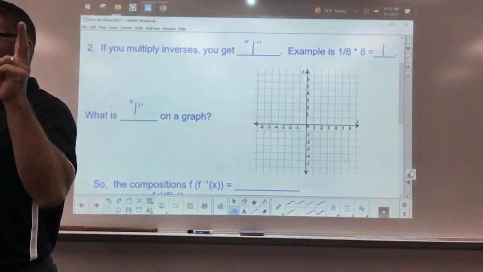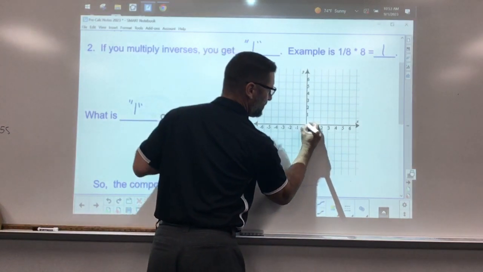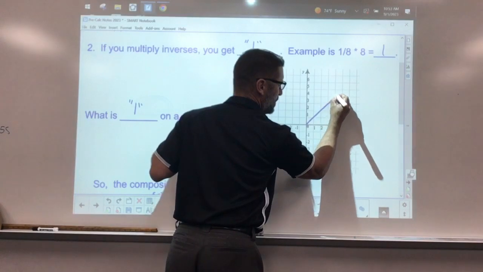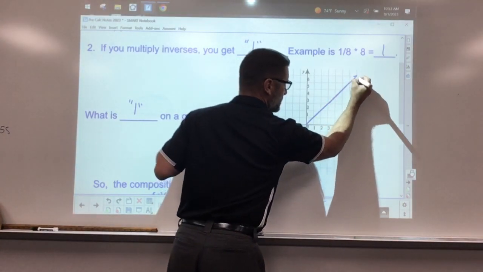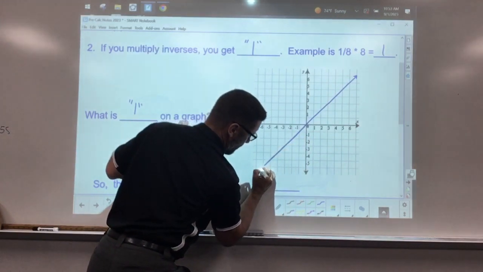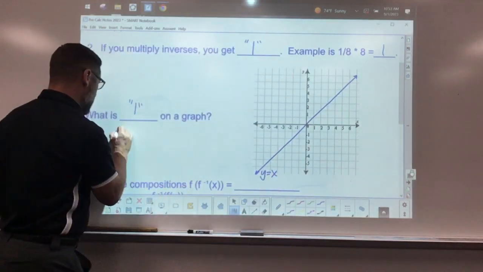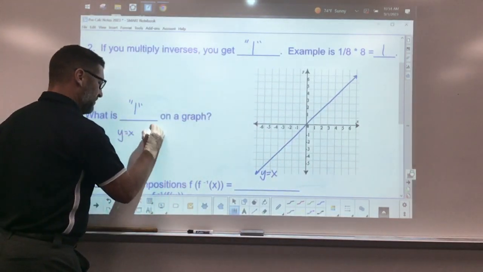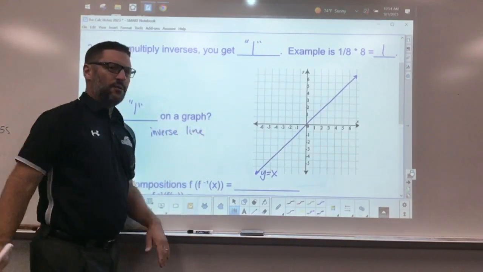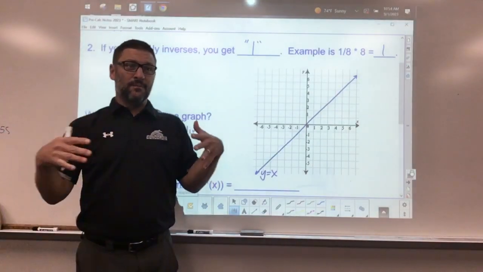But what we think about as the 1 idea on a graph is this line that goes perfectly through this quadrant: 1, 1, 2, 2, 3, 3, 4, 4, 5, 5, 6. So this is the idea right here of 1 on a graph. And it's the line y equals x. Y equals x is our inverse line.